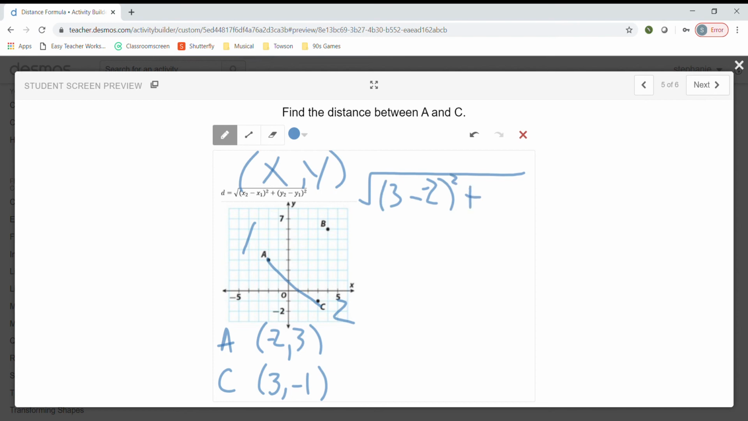Then plus C for Y is negative 1. Oops. Minus the A Y coordinate is 3. Not quite. There we go. And there's a square. All right, so 3 minus a negative 2 is 5 squared. Negative 1 minus 3 is negative 4, and square that.